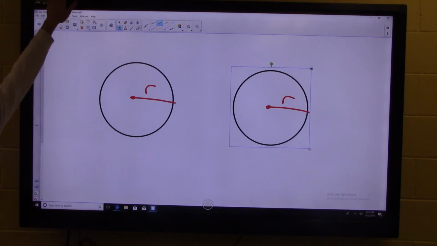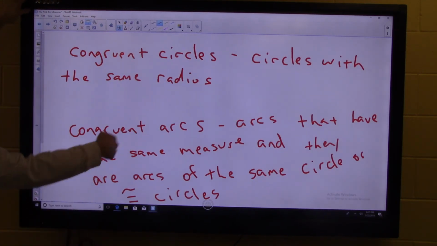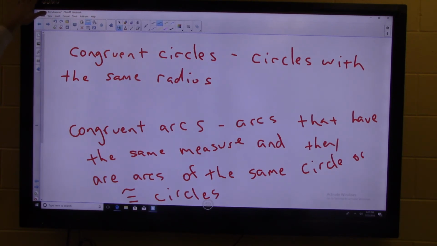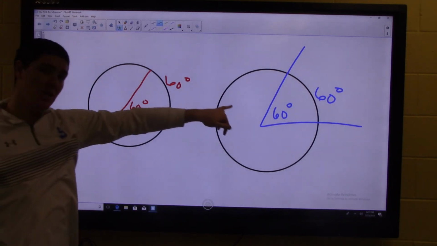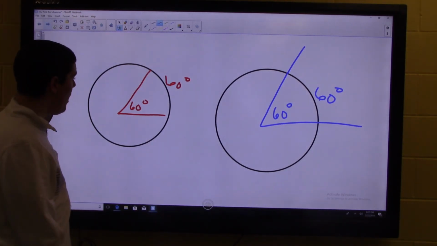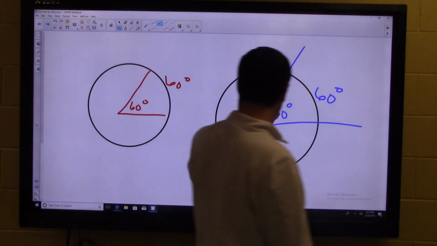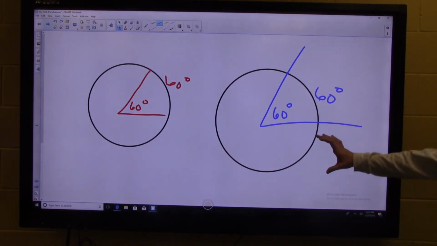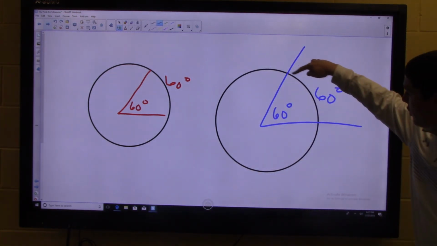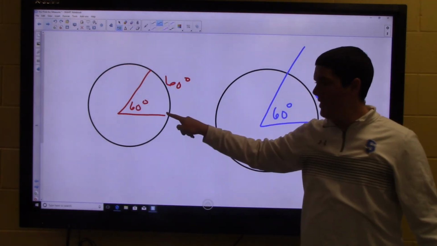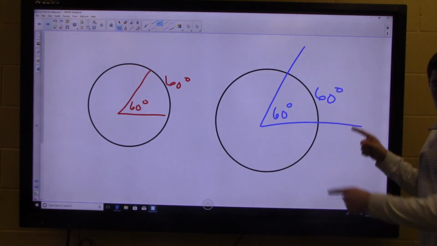Now I want to talk about congruent arcs. It's important to mention this because we said congruent arcs are arcs that have the same measure, and they are arcs of the same circle or congruent circles. So if you look over here, I kept the same measure, but I made this circle right here a little bit bigger than this one. So this arc length is actually going to be a little bit longer than that arc length. So therefore, these are not congruent arcs.